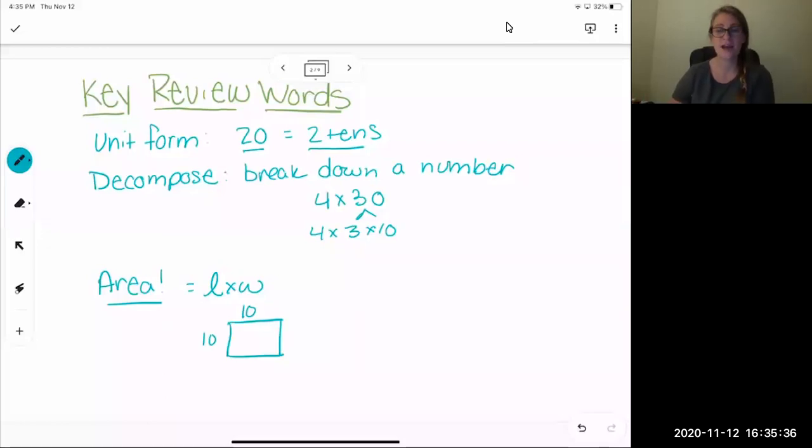The last word I want to review, which is a word we just recently used, is area. We know that to find the area of a square, we are going to multiply the length times the width. So for this example, we have a length of 10 and a width of 10, which gives us the area of 100. We're going to use that during our lesson today as well.